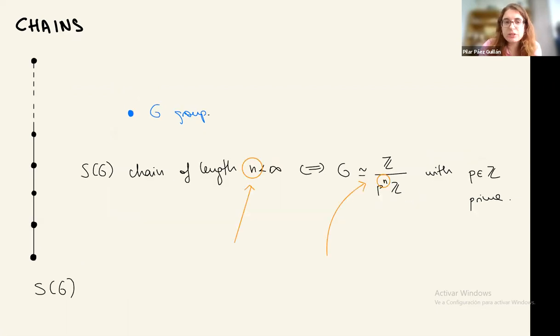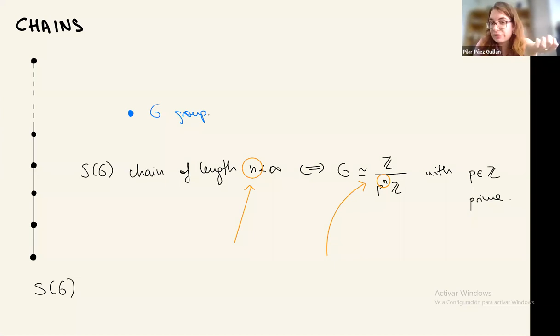What about chains? If I have chains of arbitrary length, because if I have a group, I still have this result which says that its lattice of subgroups is a chain of length n if and only if the group is isomorphic to a quotient of the integers by the subgroup generated by a power of a prime element, and the power is the same as the length of the chain.